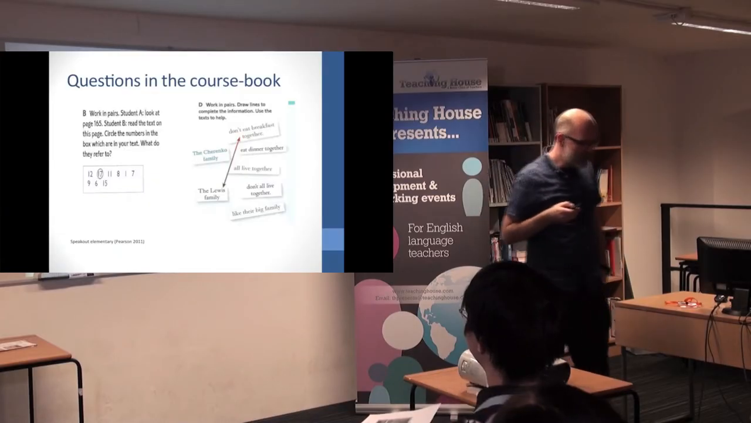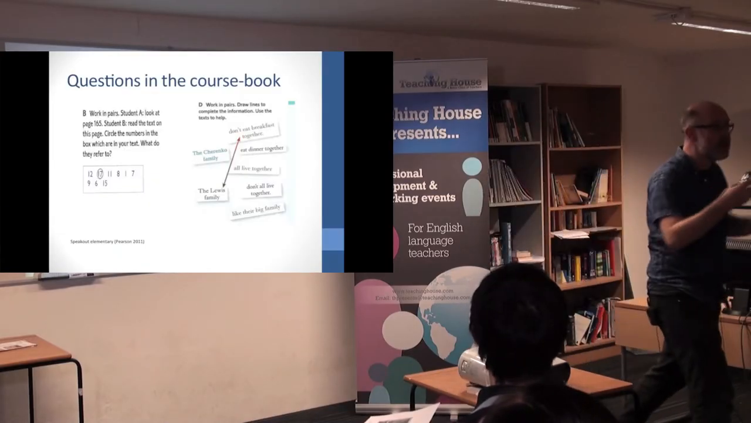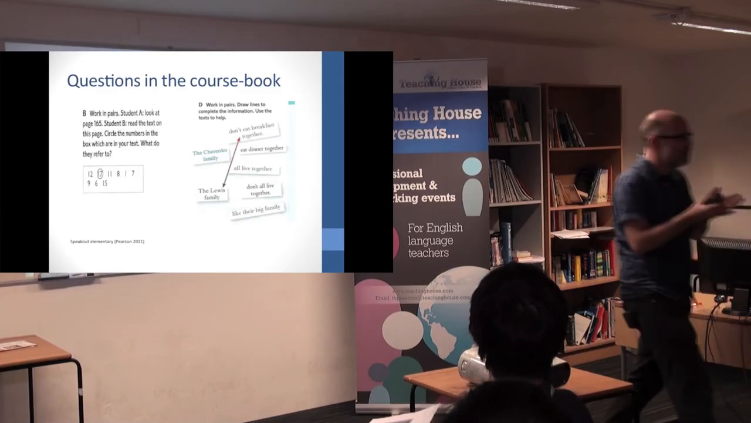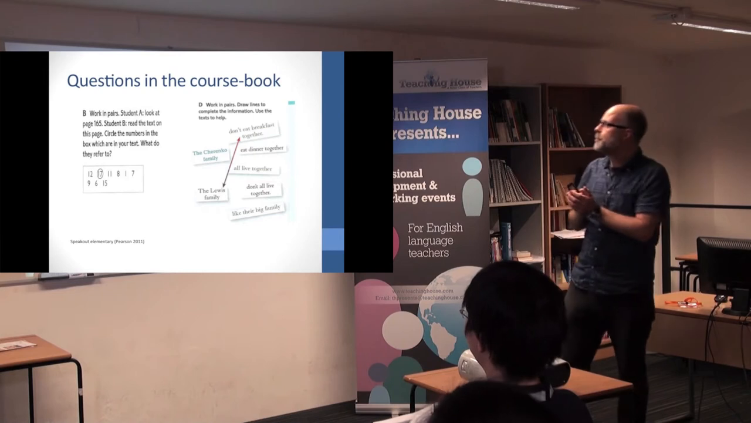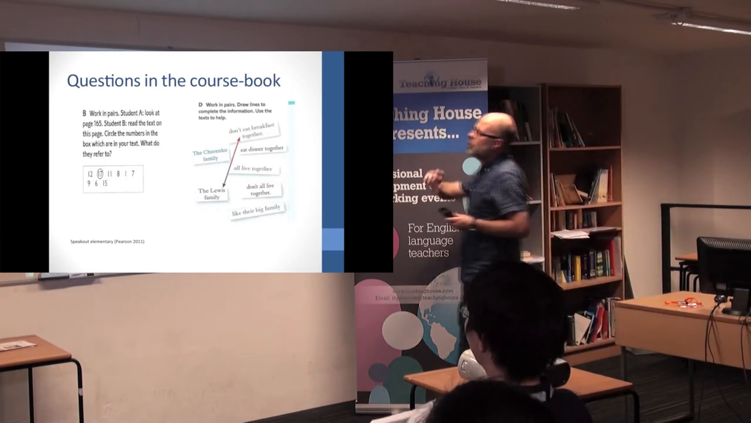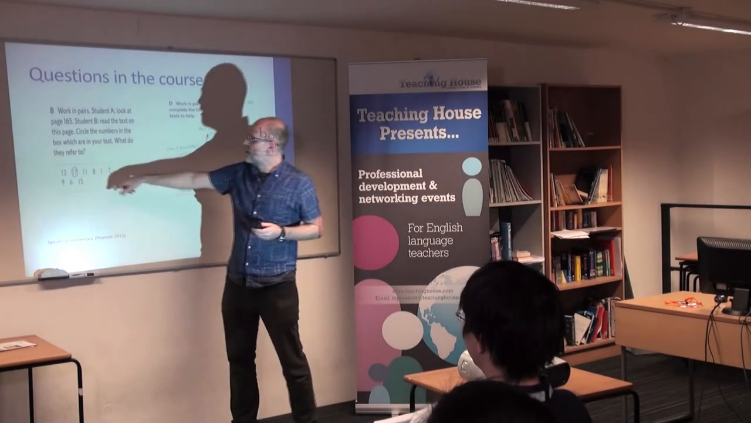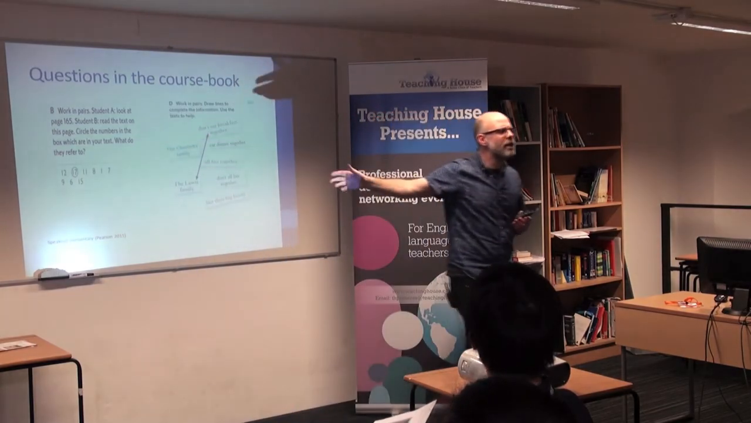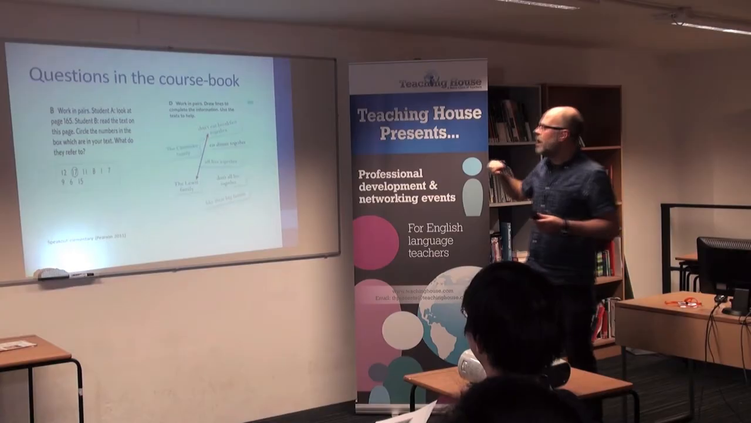Before we go on, these are the activities in the book. The text is about big families, families with 17 or 18 children. And you've got typical course book activities like this one. You know, what does the number relate to? We've all seen that kind of activity.